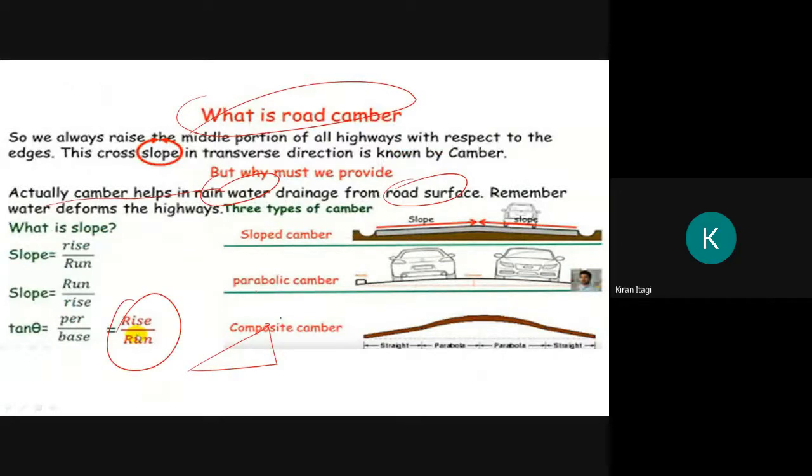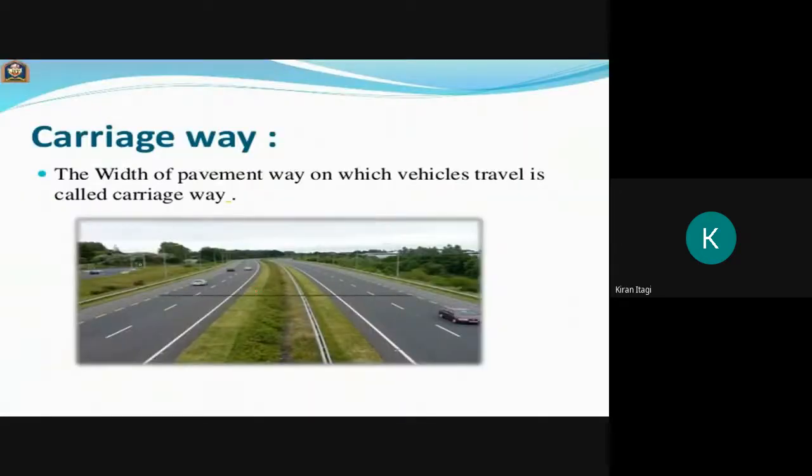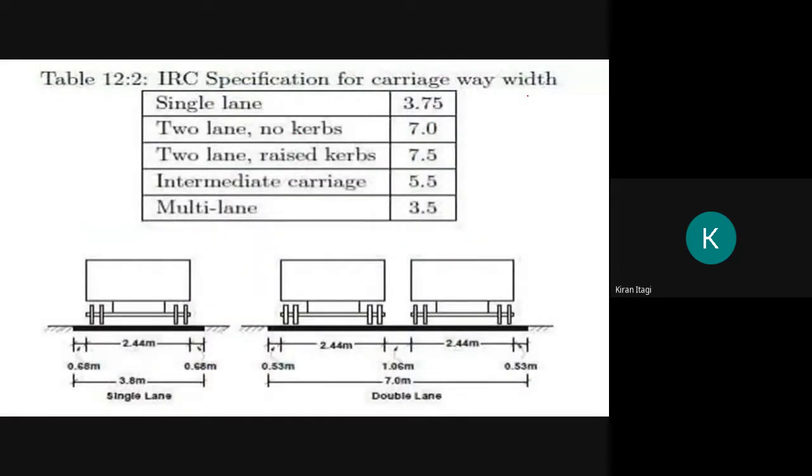Rise upon run. We will see the important things. What you mean by carriageway or pavement width. Then what you mean by shoulders, road margin, curves, etc. Before going to that one, see what should be the standard and what you mean by lanes. Before going for single lane and two lanes, I think I have figures.